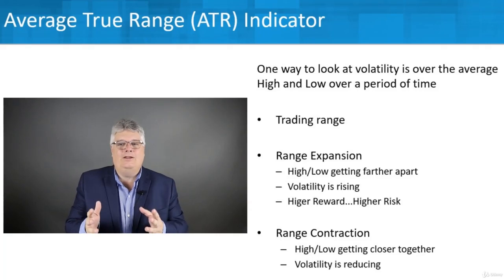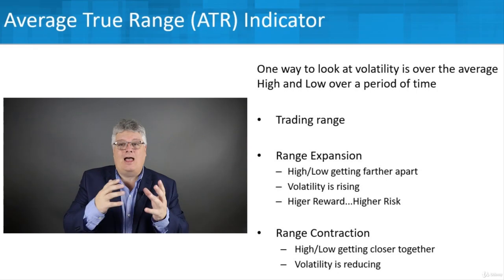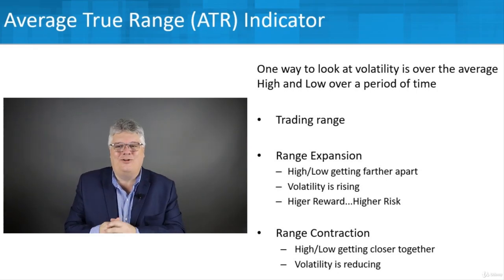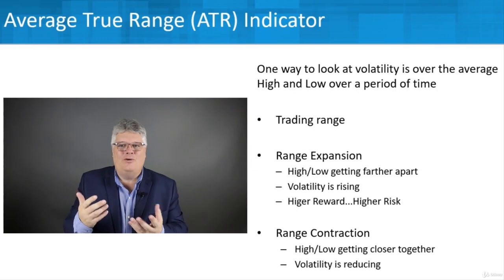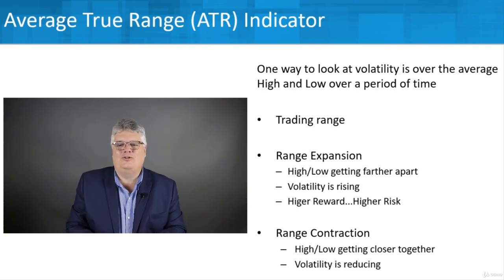Okay, let's look at an indicator that you can use to start measuring this volatility and start seeing how we can use it to our advantage. One of the real popular, long-time classic ones is the ATR, or Average True Range indicator. It's a way of looking at volatility by looking at the averages of the highs and lows over a period of time, which, as we know, is our trading range. Our high and our low is the range of our prices.